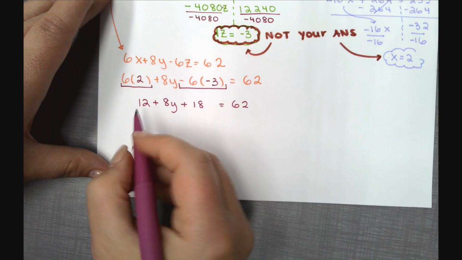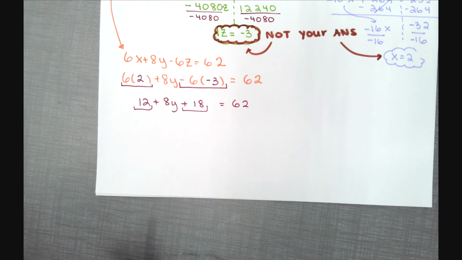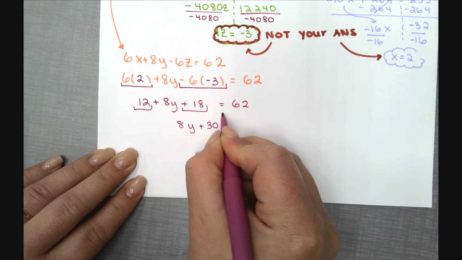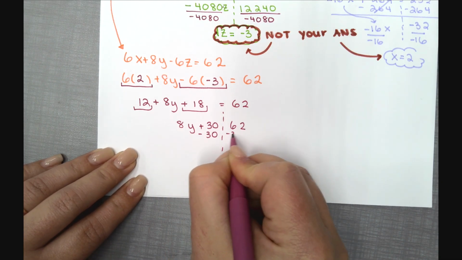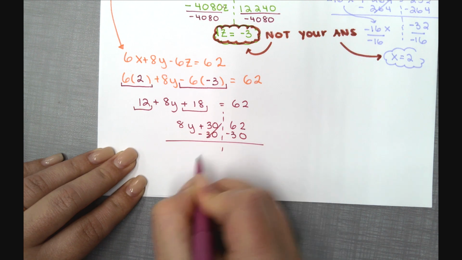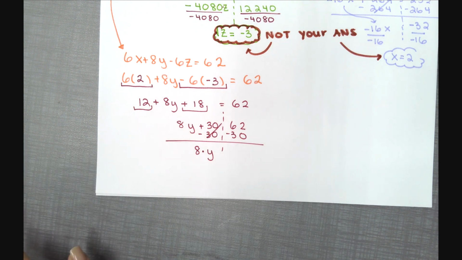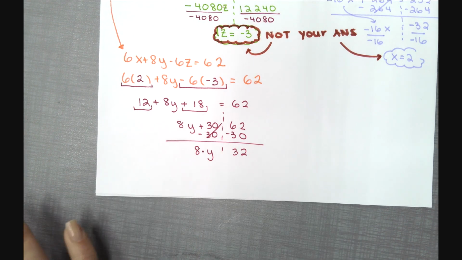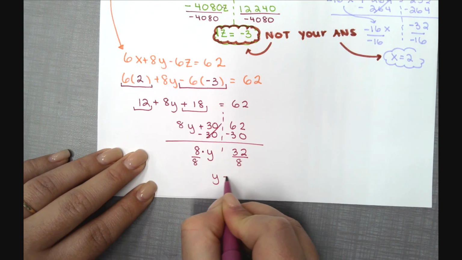Okay. Combining like terms, I have a 12 plus 18, which gives me 30. So we get 8y plus 30. Dotted line for balance, 62. Subtract 30 from both sides. Now this is an IM1 skill, so we go a little bit faster here. 62 minus 30, I get 32. Divide by 8, divide by 8. Y is then equal to 4.